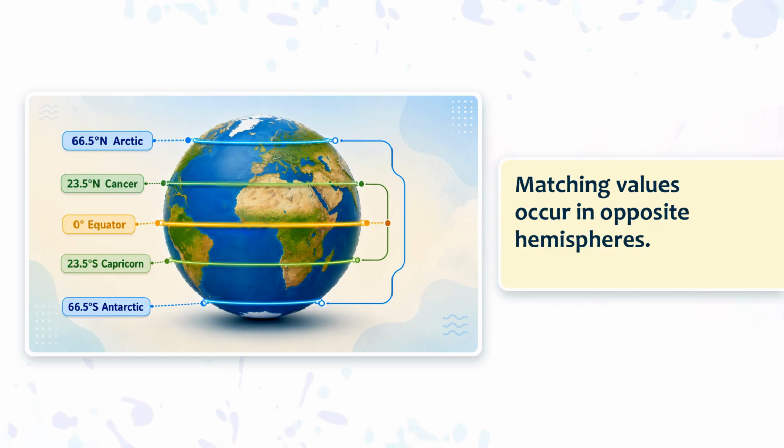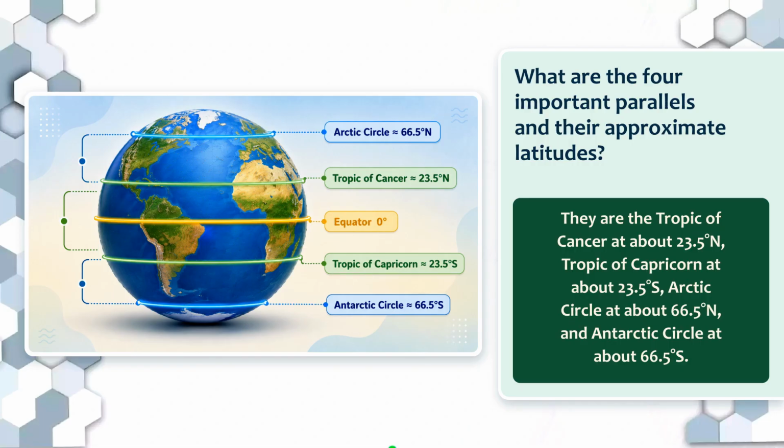Matching values occur in opposite hemispheres. The hemisphere letter keeps each named parallel distinct. Read the 5 circles from top to bottom.